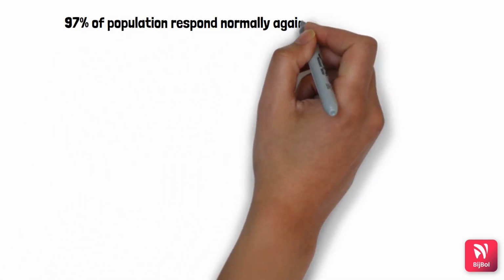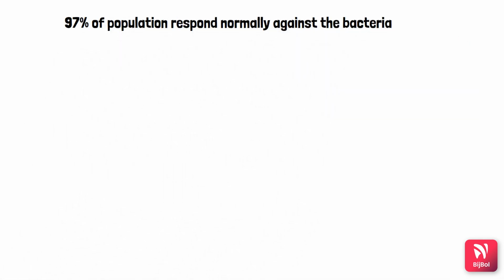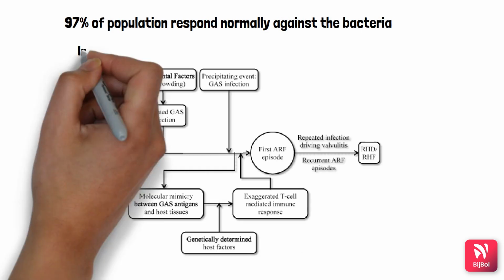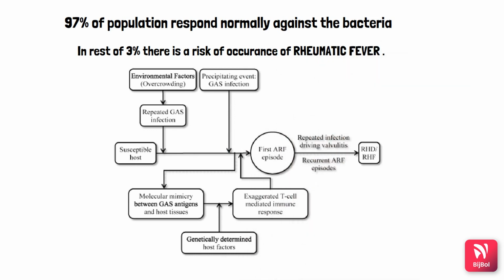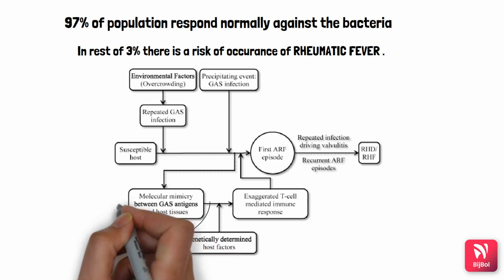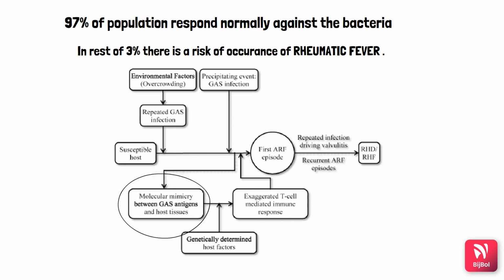Now, here is the thing: 97% of the population respond properly against the bacteria, while the rest, 3% of the population, will have a condition where the antibodies are not only formed against the bacteria but also against the tissues in our own body which have a protein structure similar to that of the bacterial protein. That means antibodies are formed not only against the bacteria but also against some tissues in our body.